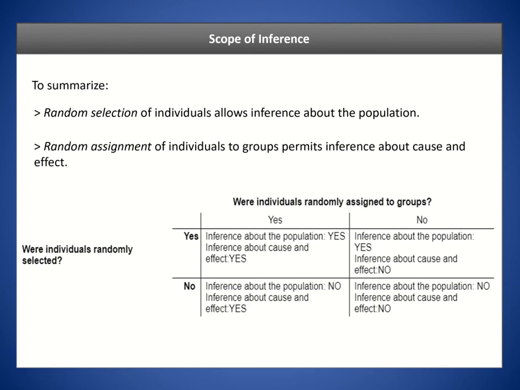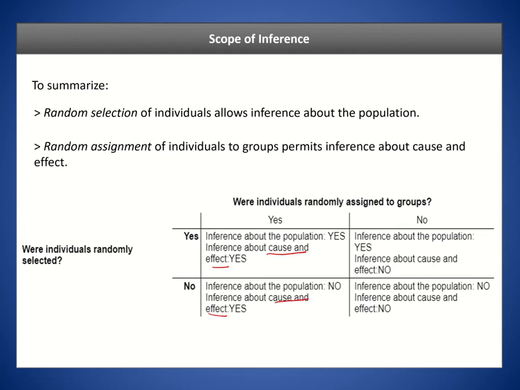So if the individuals are randomly assigned to groups, so if we say yes to this, then we can make inferences about cause and effect. Notice that. If they are not randomly assigned to groups, then we cannot say cause and effect, because they might be volunteers. They might volunteer for a particular type of group, and then you'll have the same type of people volunteering for the same type of group, and that's going to eliminate the whole purpose of doing the experiment, right?